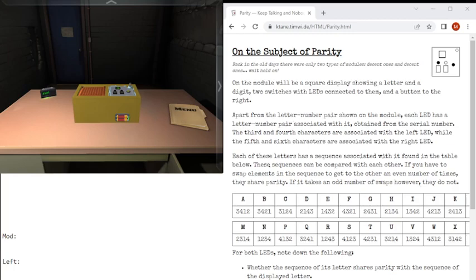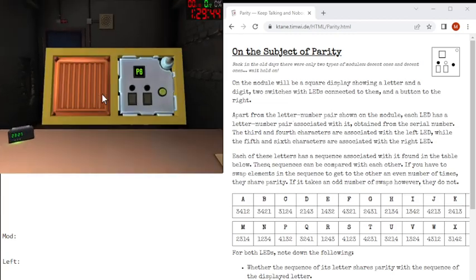Hello once again. We are back with another tutorial for the game Keep Talking and Nobody Explodes. Today we are looking at the module called Parity, and this is a fairly simple module.